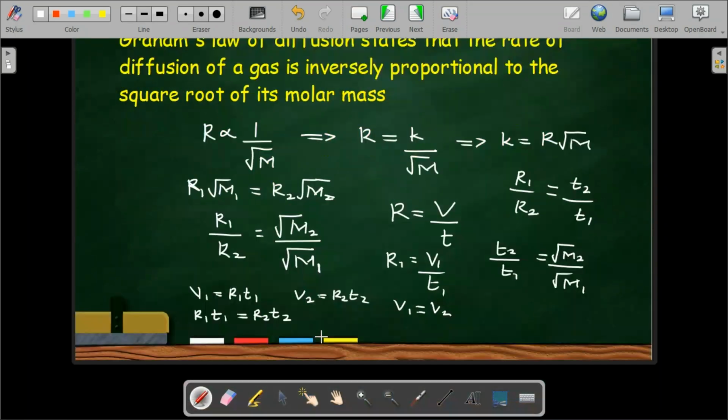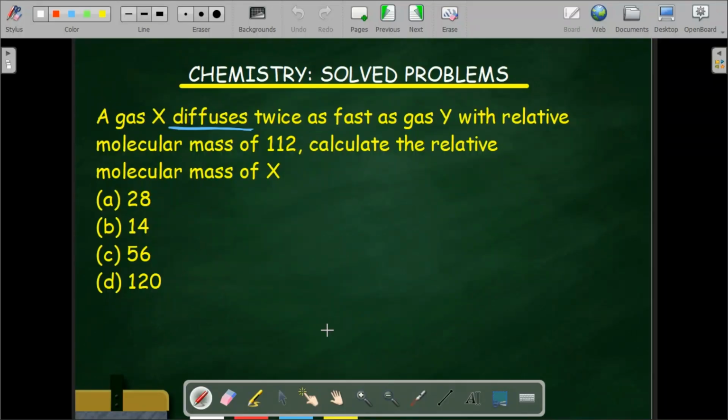Now, having gone through the concept of Graham's law, let's apply it to solve the question. We have gas X and gas Y diffusing. Gas X diffuses twice as fast as gas Y with relative molecular mass of 112. Calculate the relative molecular mass of X. So let's assume our X is our gas 1 and our Y is our gas 2. In that case, the rate of diffusion of gas 1 is given to be twice that of gas 2. That means the rate of the first gas is double the rate of the second gas.